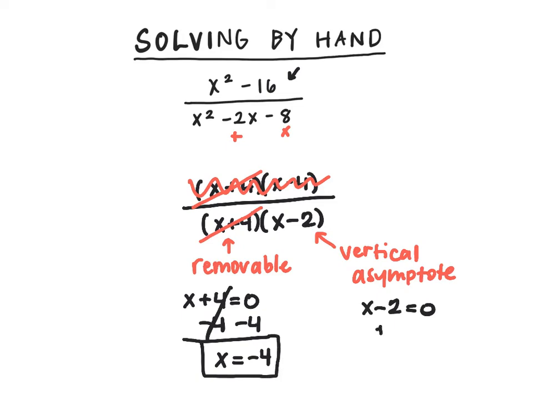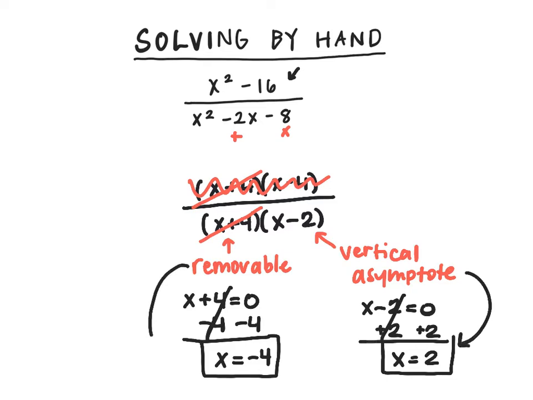On the right side, I'm going to add 2 to both sides. And I see that x equals 2. So I will have a vertical asymptote at x equals 2 and a removable discontinuity where x equals negative 4. Y'all, if you have any questions about solving this by hand, pause and call me or Miss Gladney over.